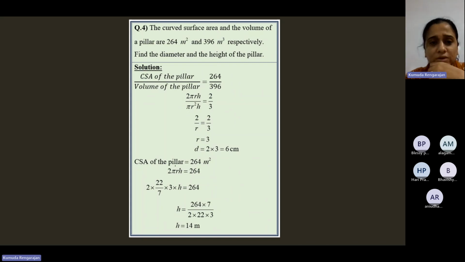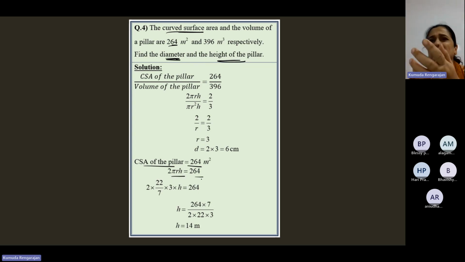Yeah, children. So I was telling you, radius we found, so diameter, then height of the pillar. To find the height of the pillar, CSA is given, no? Curved surface area is 264. So write that CSA is 264. You'll be wondering why she's writing CSA. Because what is CSA? 2 pi RH is 264.